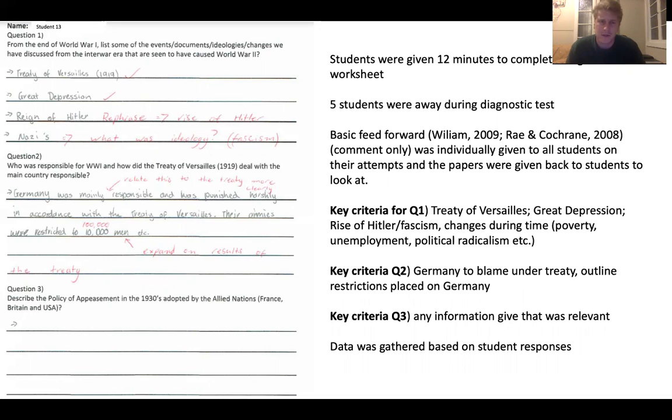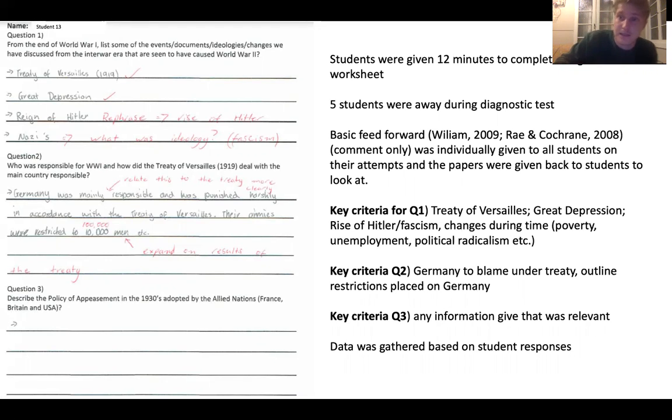Key criteria for question 1 was just identifying the Treaty of Versailles, Great Depression, rise of Hitler and fascism, and change during the time. Done that really well. Key criteria 2, Germany to blame and outlines the restrictions. Done that really well, with a bit of exception on detail. And any information that was relevant for question 3, and it had nothing.